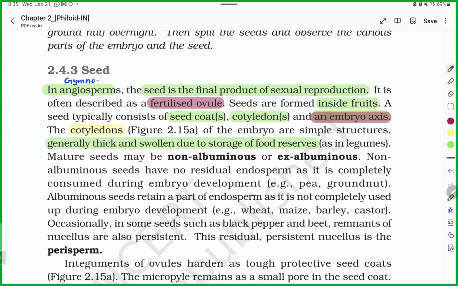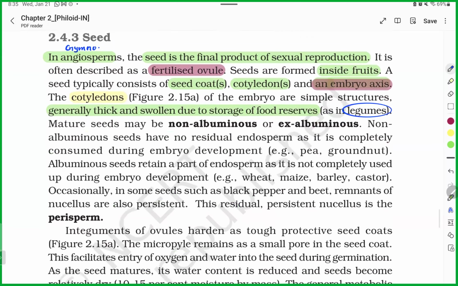In case of legumes, Anvita, what are legumes? Like all the seeds and pulses. Yes, pulses, the pea family. Okay.